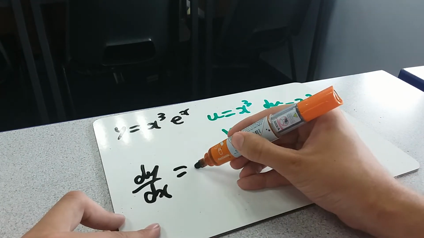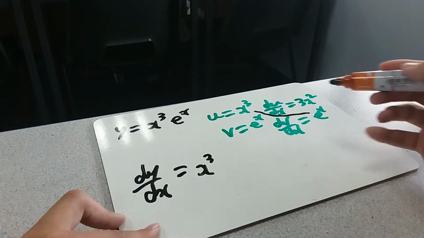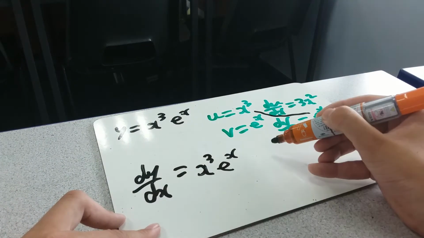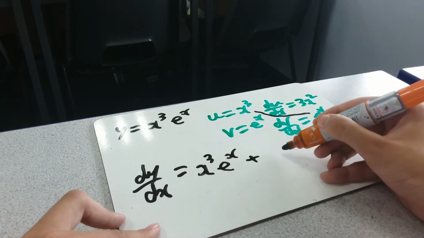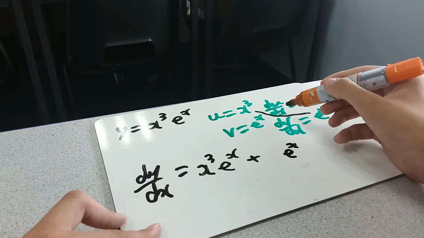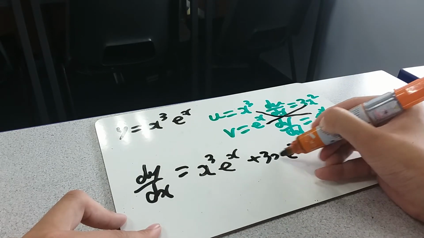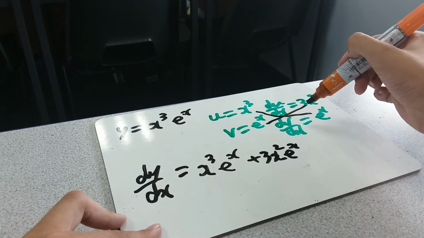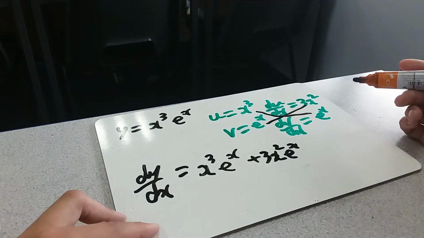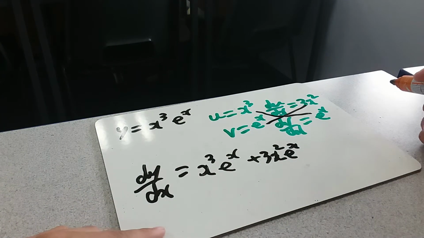Okay, putting it all together, dy dx equals u, which was x cubed, times e to the x, plus the other way around, v, which was e to the x, times du dx, which was 3x squared. So it's that times that, plus that times that, or the other way around. It doesn't matter. If we wanted, we could do some factorization of that, but we're done.